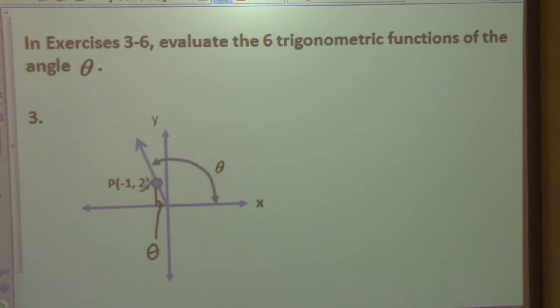And so basically we found for this particular thing here, our opposite side was equal to 2. Our adjacent side is equal to the x-coordinate, which is -1. And then here, our hypotenuse is going to be equal to square root of 5. And then with these opposite, adjacent, and hypotenuse, we can get all the trigonometric ratios. So we left it there last Friday.